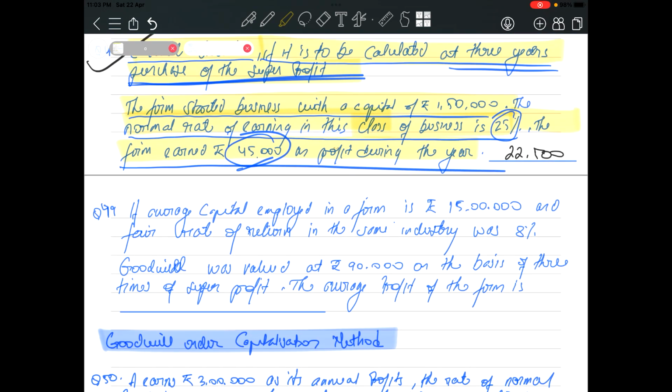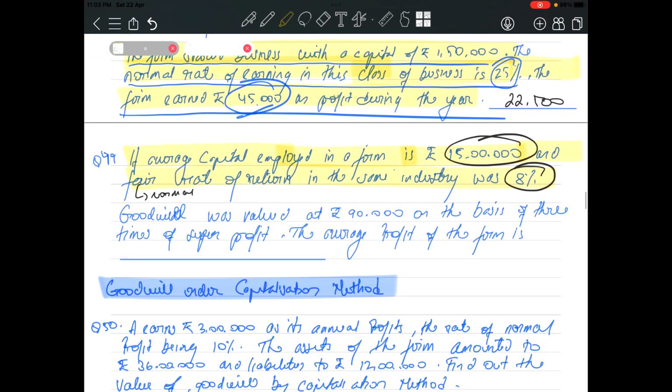Let's read. If average capital employed in a firm is 15 lakhs. We know that average capital is used for calculating normal profits, right? And the fair rate of return in the same industry was 8%. Fair means normal rate of return. See, capital employed is 15 lakhs and normal people are earning 8%.